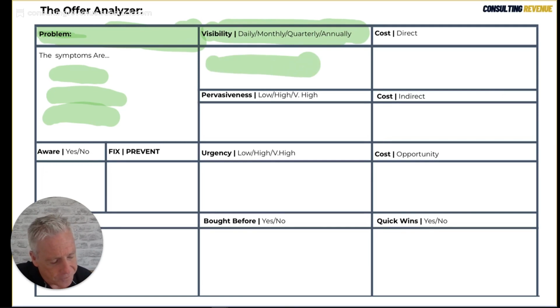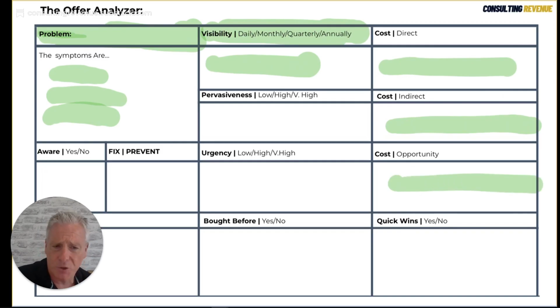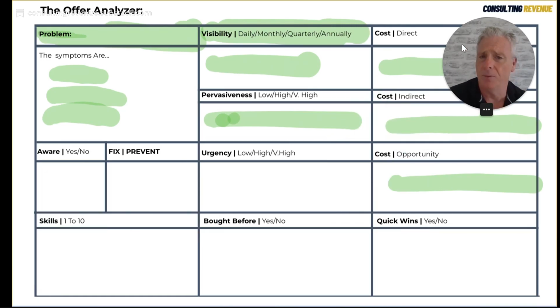Okay, so what is the cost to the organization as best that the client or my clients, i.e. you, can determine? Direct cost, indirect cost, and opportunity cost. Can we bottom that out? And then what's the pervasiveness within that organization? Do they have low, high, or very high pervasiveness? Is it affecting one person? Is it affecting one business unit? Or is it affecting across the board?